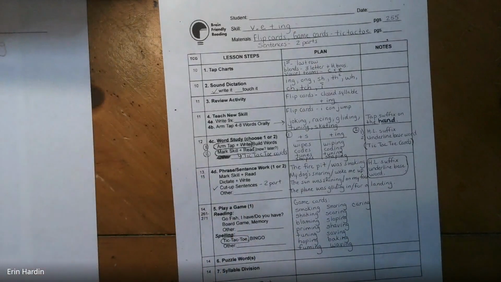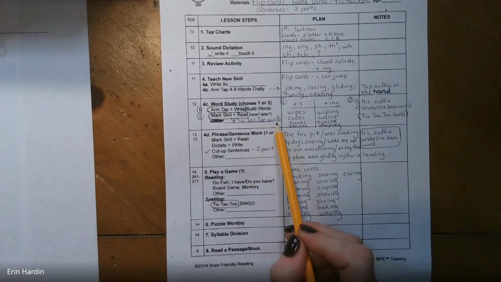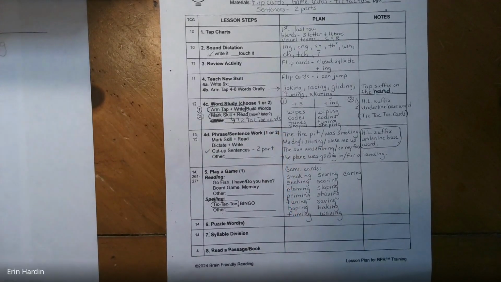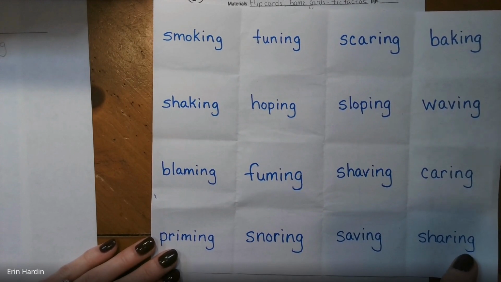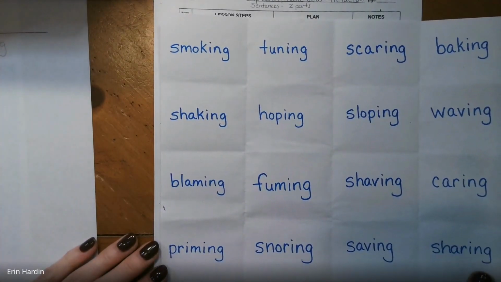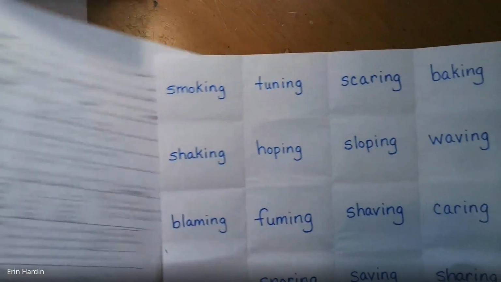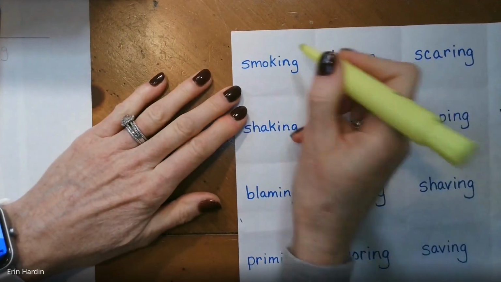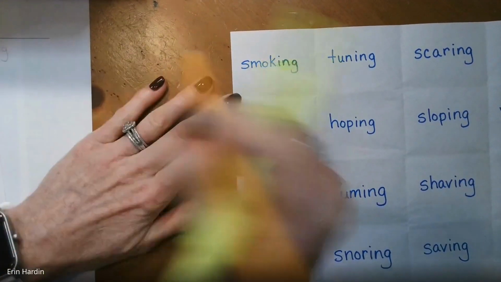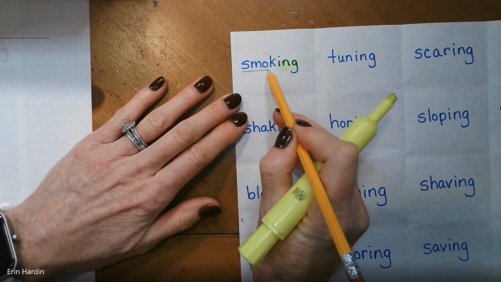So again, I have tic-tac-toe cards because we're going to play tic-tac-toe for our game. I have just created some cards with some different words with ing here. We're going to play tic-tac-toe later, and these are going to be our word cards. Now watch me do this one first, because this one's a little different. So I see ing, and then before the ing is our base word.